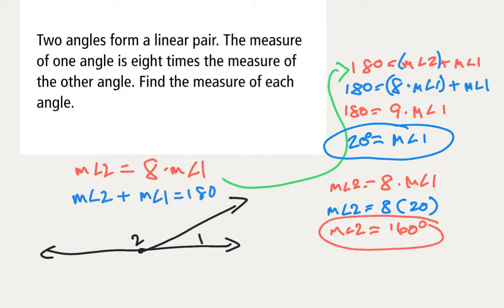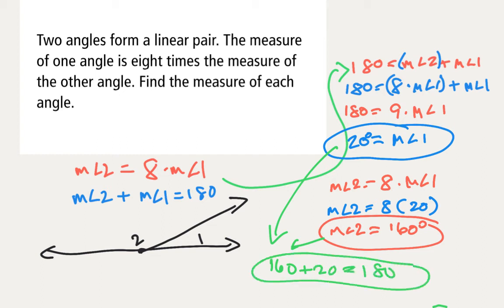Last little double check here. We've got 160 plus 20 equals 180. So yes, the two angle measures we came up with add up to 180 degrees. So they're supplementary, which a linear pair should be. So yay, we did a good job.